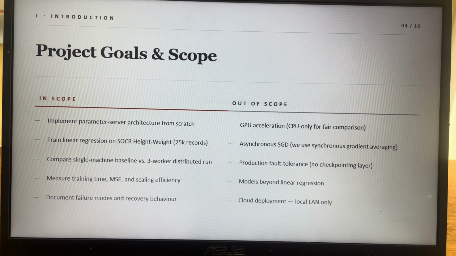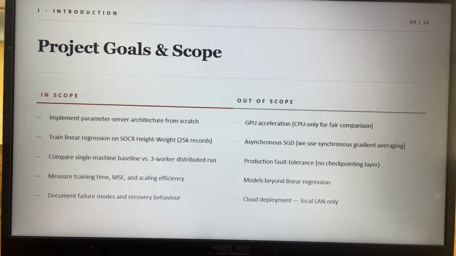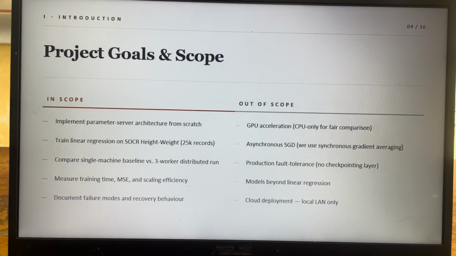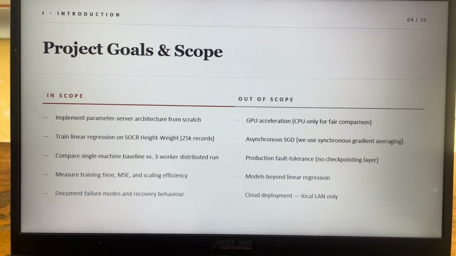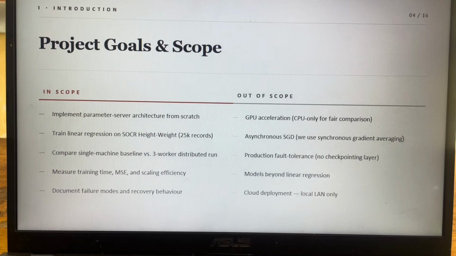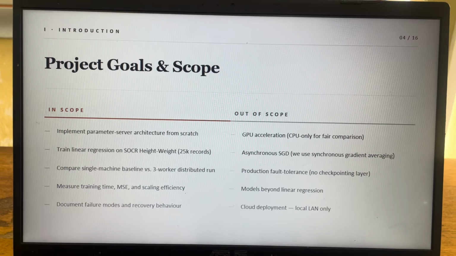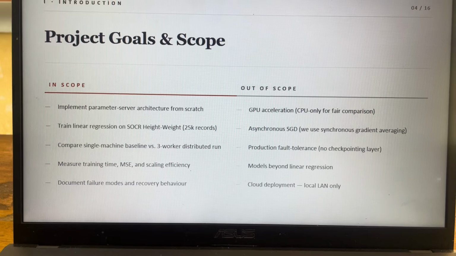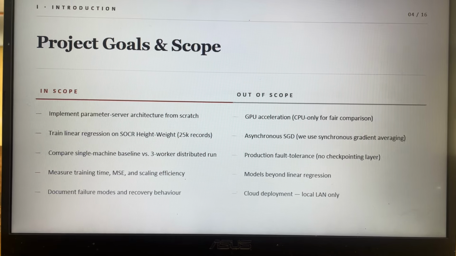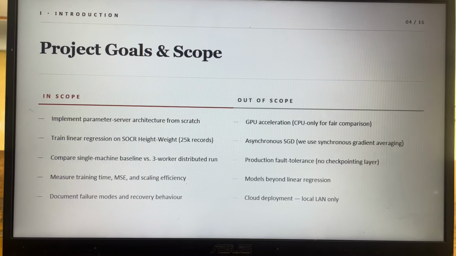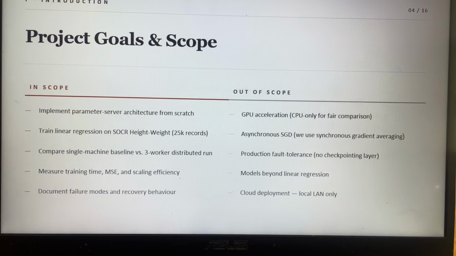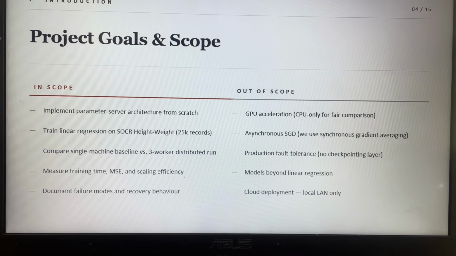Then out of scope, we are not using GPUs for accelerating the process. We are only using CPUs for fair comparison, and also we are not going to use the asynchronous SGD approach. We're only using the synchronous gradient averaging. Then production fault tolerance is out of our scope, and also models beyond linear regression, and also cloud deployment.